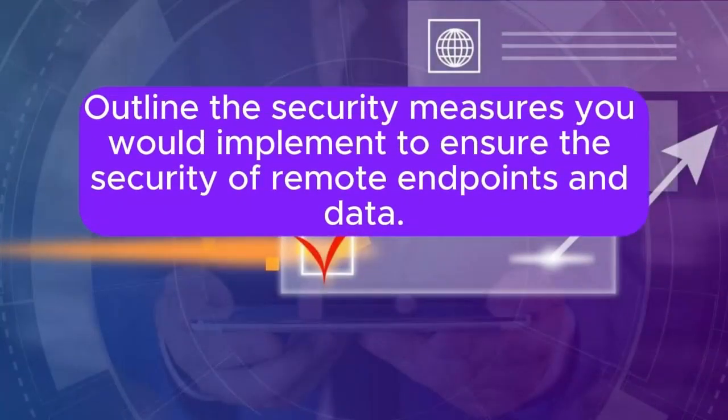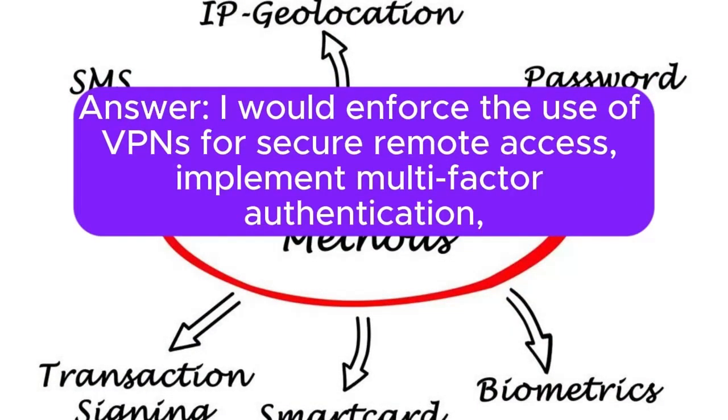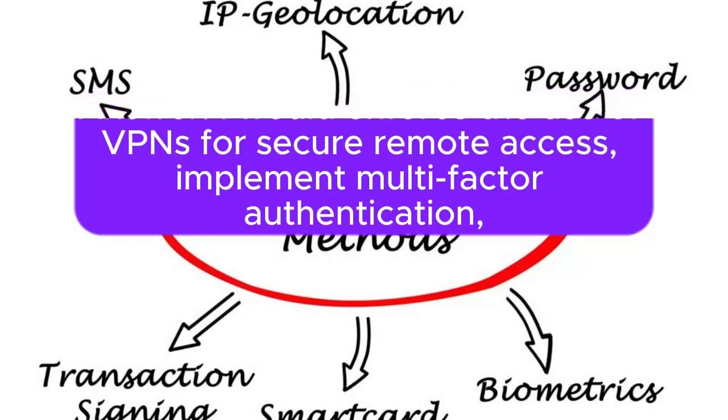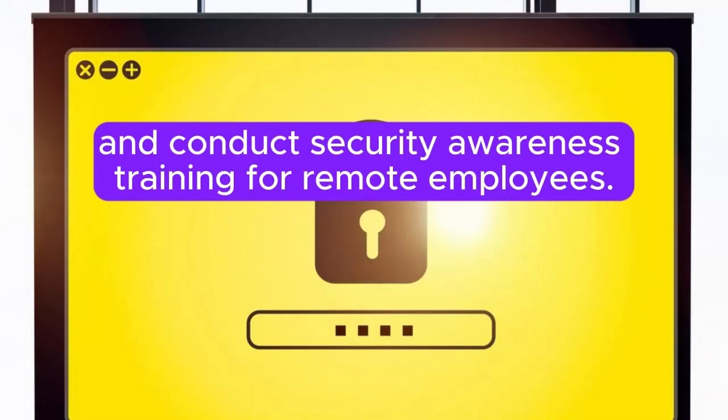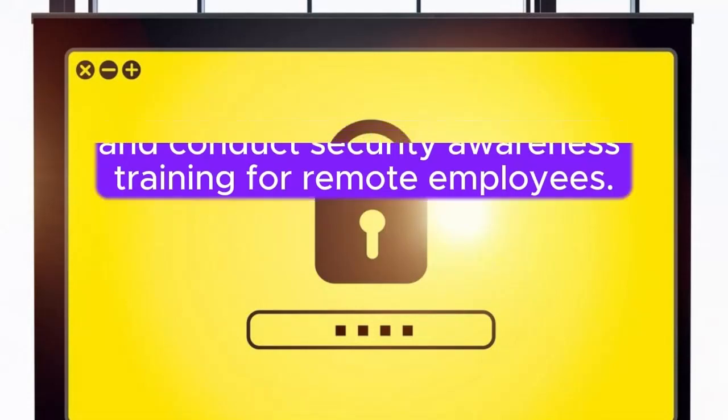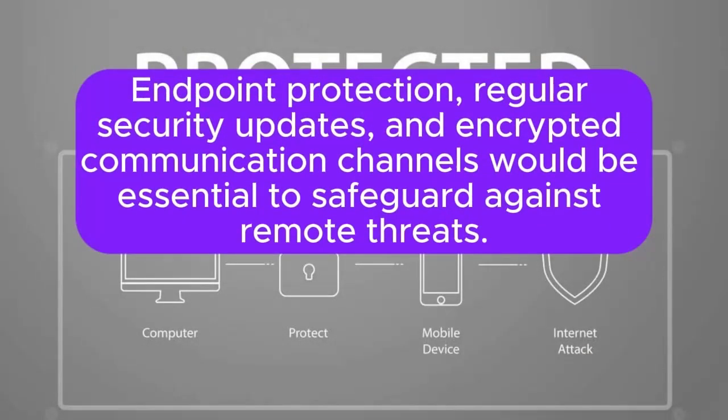6. Scenario: a company is transitioning to a remote work model. Outline the security measures you would implement to ensure the security of remote endpoints and data. Answer: I would enforce the use of VPNs for secure remote access, implement multi-factor authentication, and conduct security awareness training for remote employees. Endpoint protection, regular security updates, and encrypted communication channels would be essential to safeguard against remote threats.